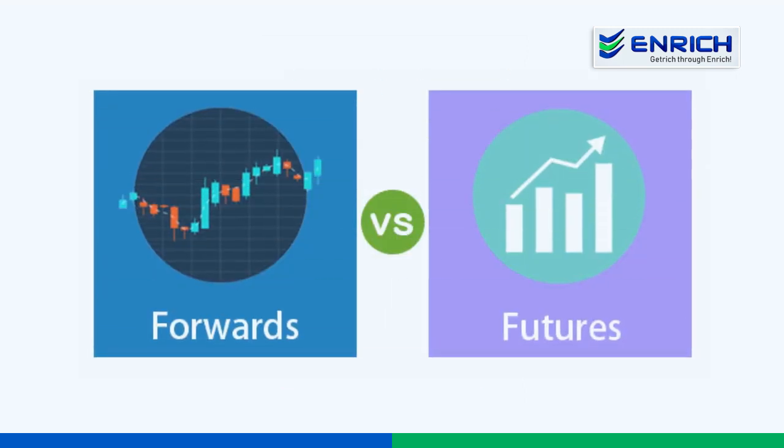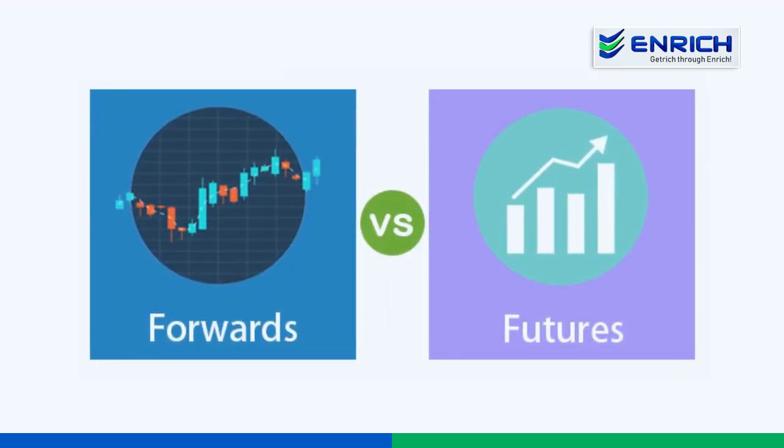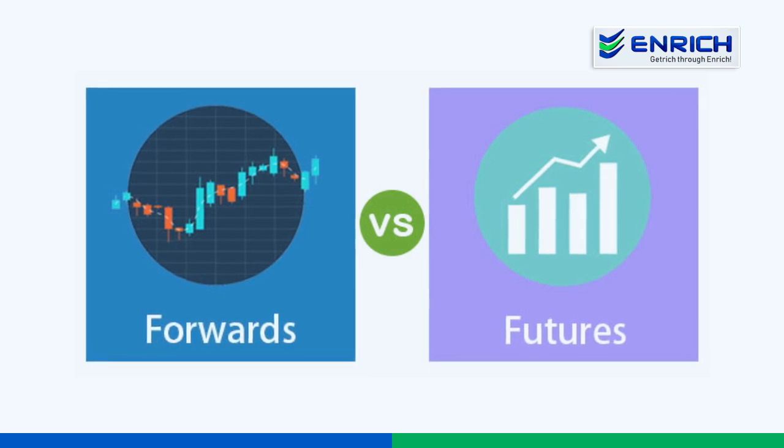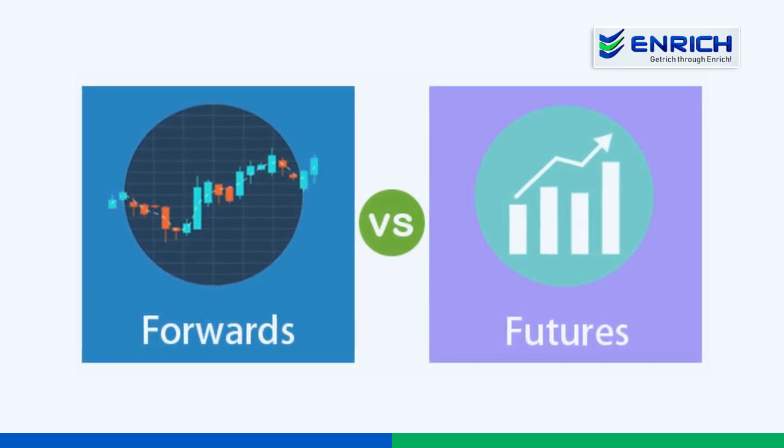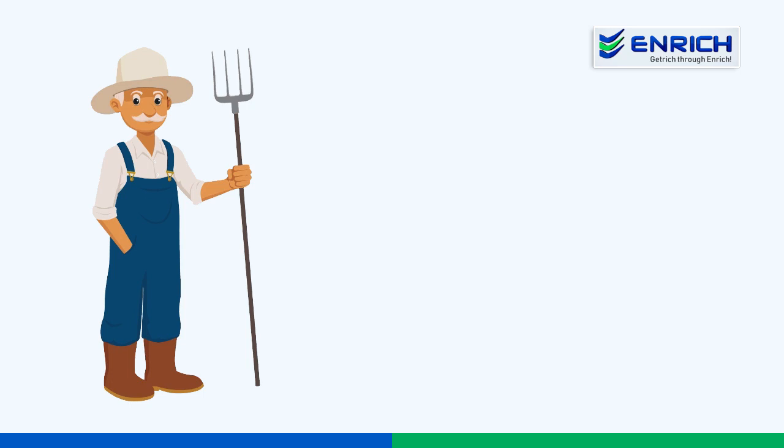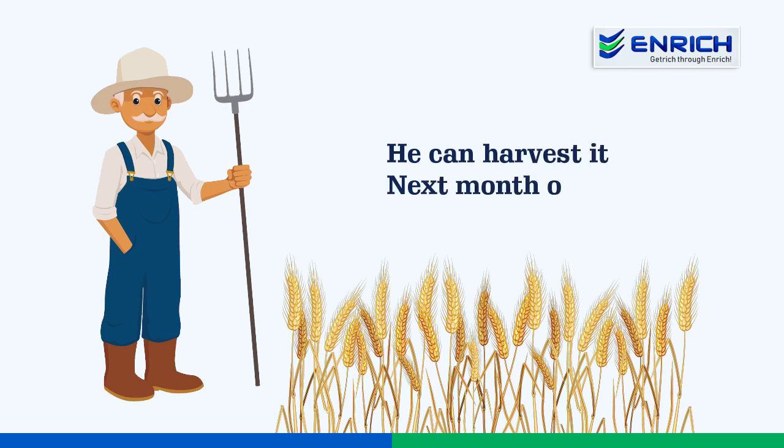Now let's try and understand forwards and future contract. Both are quite similar in nature. Let me explain with an example. Let's take a wheat farmer who wants to sell his wheat at 50 rupees per kg, which is the current price. But he can harvest his wheat only next month. Now what's the guarantee that he can sell the wheat at 50 rupees next month?